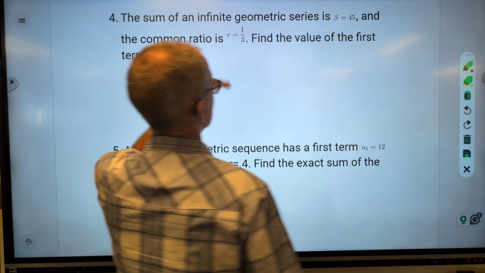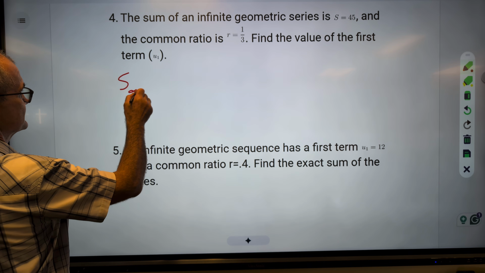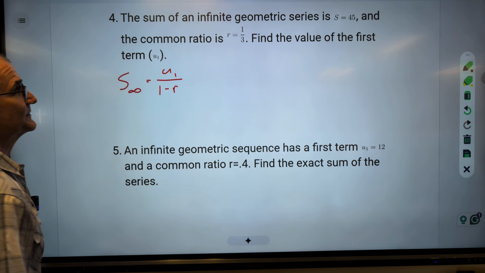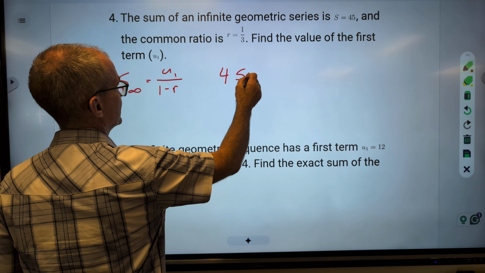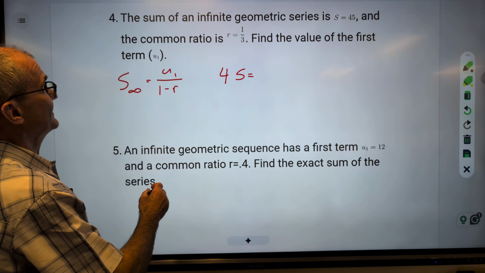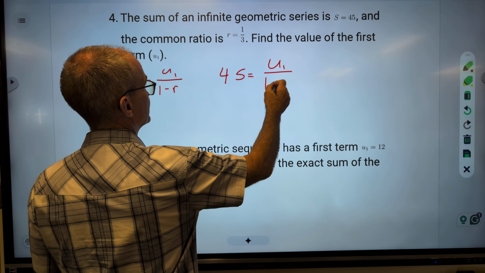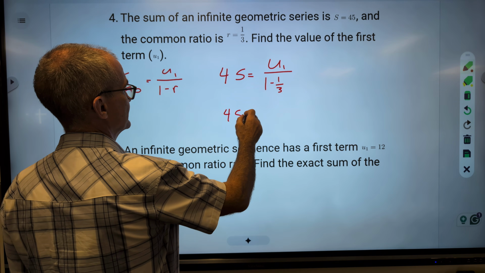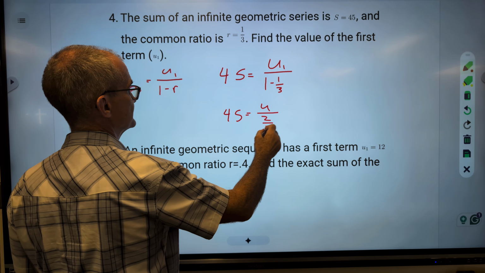The sum of an infinite geometric series is 45. So we have the sum of an infinite series is equal to the first term divided by 1 minus the common ratio. In this case, the sum is 45. I'm just plugging in values that I have, and the common ratio is 1/3. Find the value of the first term. U sub 1 is my first term. So I have 45 is equal to U sub 1 over 1 minus 1/3, and 3/3 minus 1/3 is 2/3.